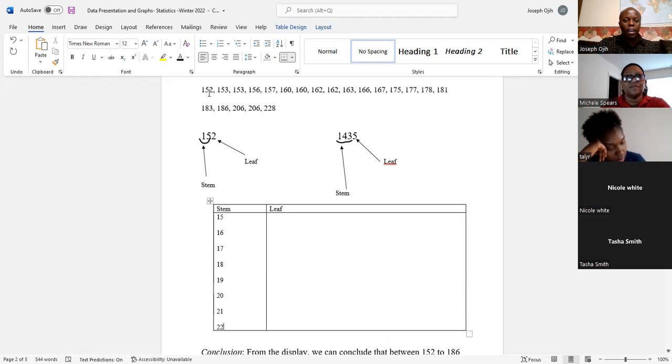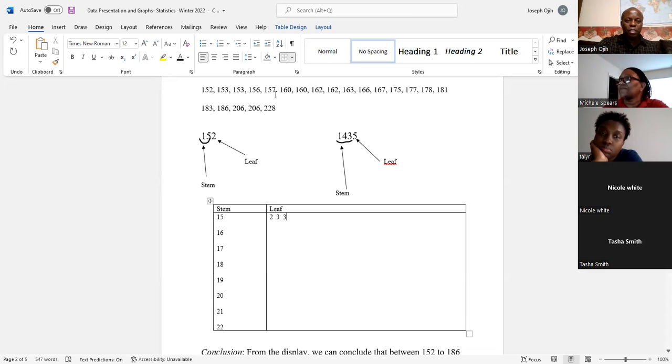Now for 15, we have 152. Then 153, and there are 2 of them, so 3, 3. So that means 152, 153, 153 again, because we have two of them here, to show those 2 numbers. Okay, got it? Right, I got you.